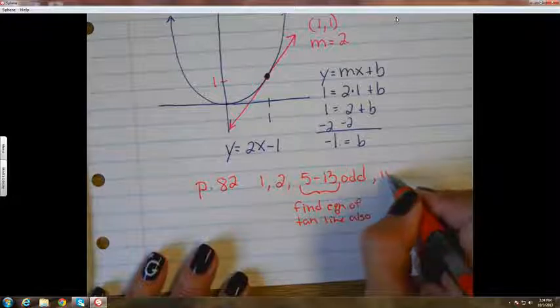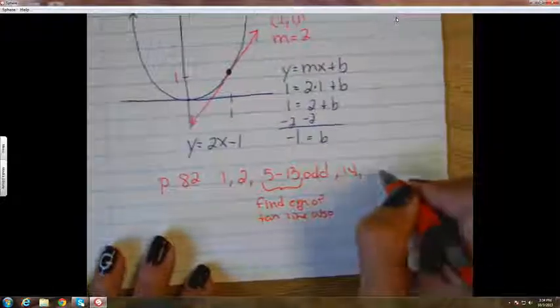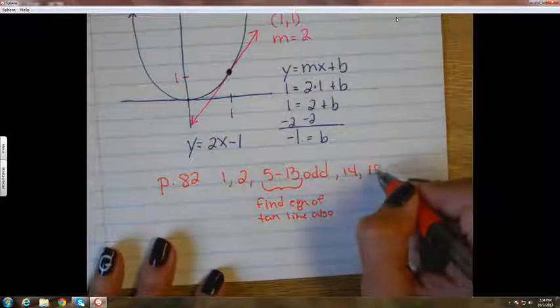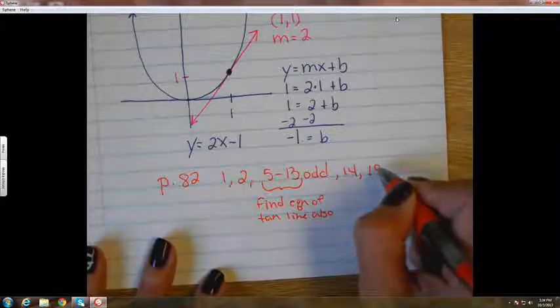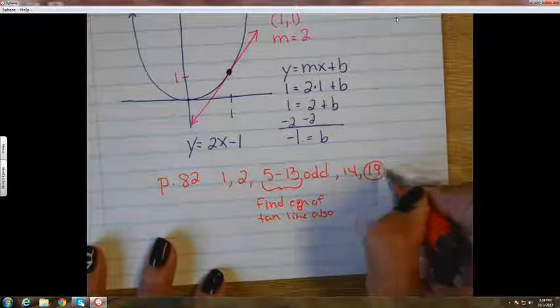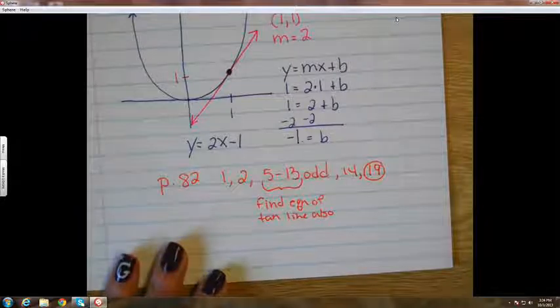14, and then 19 I'm going to have on a worksheet for you in class. We can go through it together, so don't try that one in your book because it's going to require drawing on the graph. So we'll do this one, most of it in class together. Alright, that's all I got.